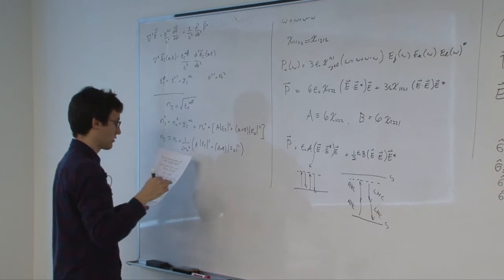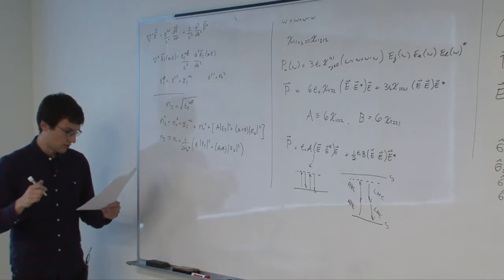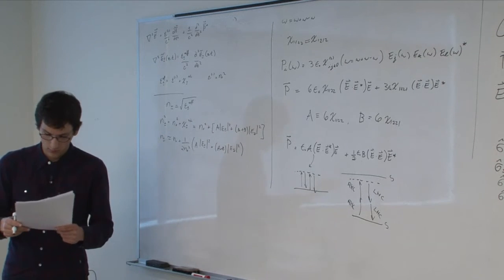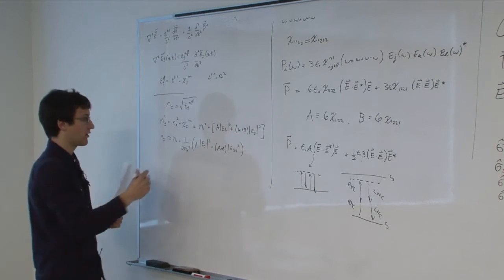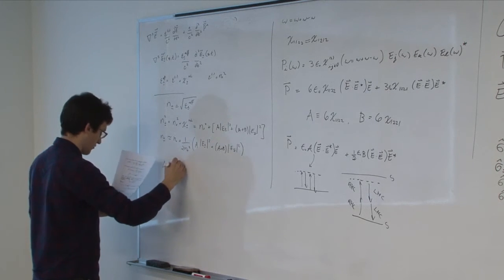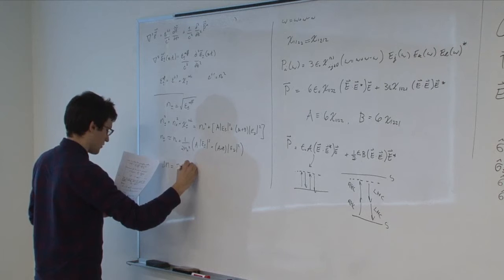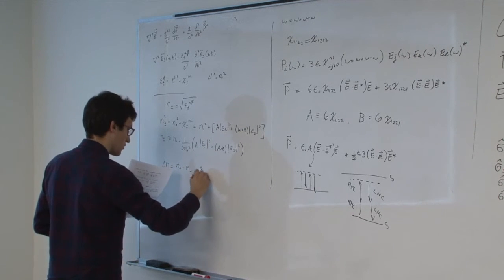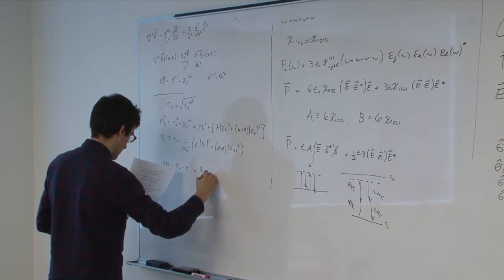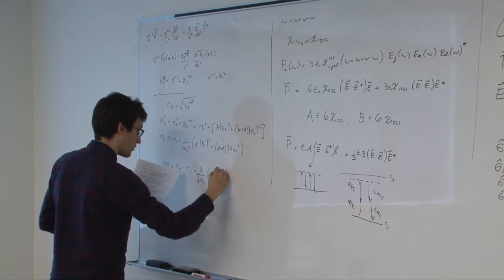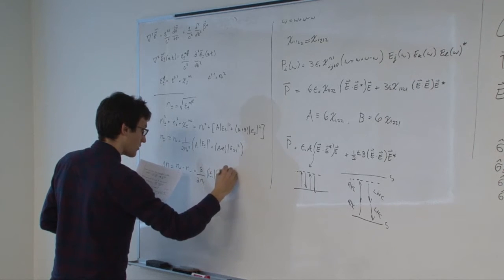Yeah, that's it. So the left and right circular components have a different refractive index, such that n plus minus n minus is equal to B 2 n naught (E minus squared minus E plus squared).